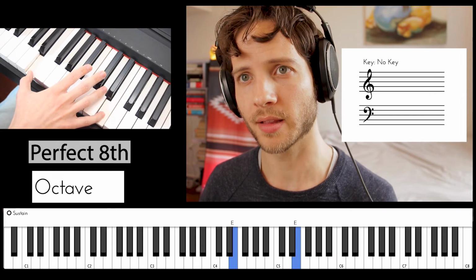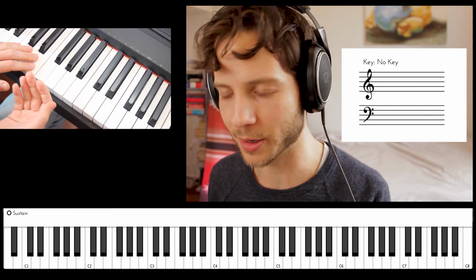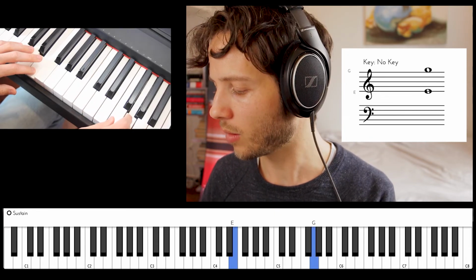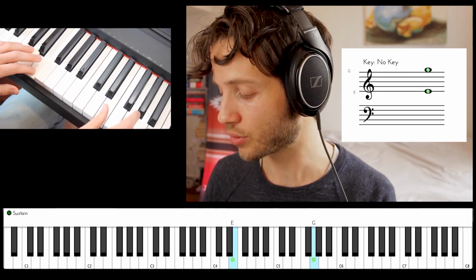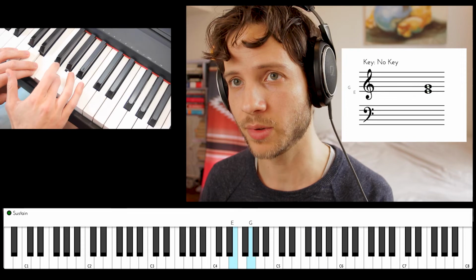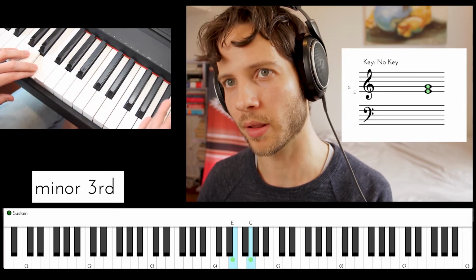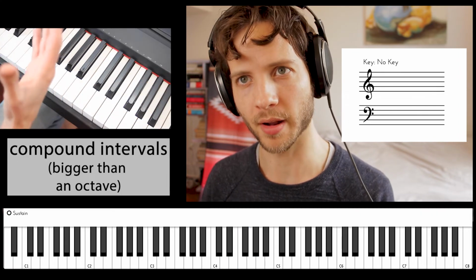octave, or perfect eighth. Now, obviously, there are intervals that are bigger than this. I mean, you can keep going, right? What if I played this? Bigger than the octave that we just played. Well, this is just a fancier or more spread out version of another interval. So if we bring this G down to here, we can see that that thing we just played is basically a minor third, but spread beyond the octave. We call these intervals compound intervals when they go bigger than an octave. But as far as theory goes, for the most part, those are basically the same interval.